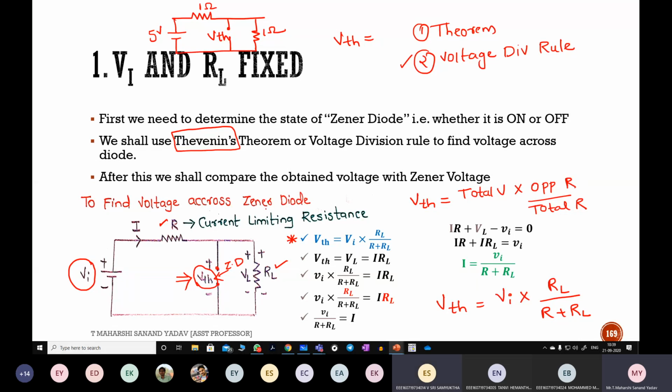VTH is equal to 5 into 1 by 1 plus 1, the total resistance. So this will be 5 by 2, which is 2.5 volt. So when the input is 5 volt, the voltage present across this point is 2.5. In the same manner, we need to find the voltage that is present across the Zener diode.